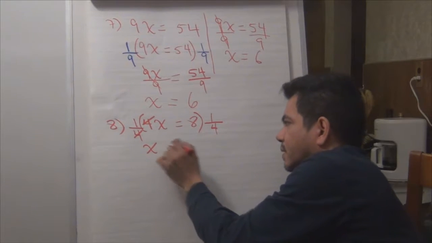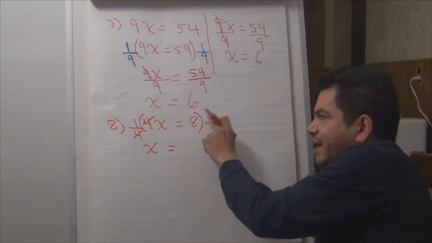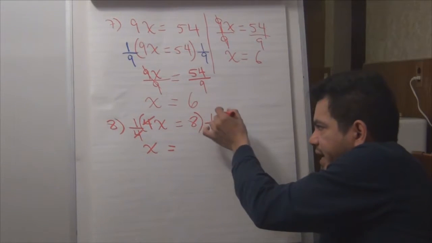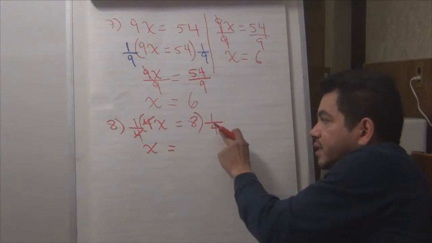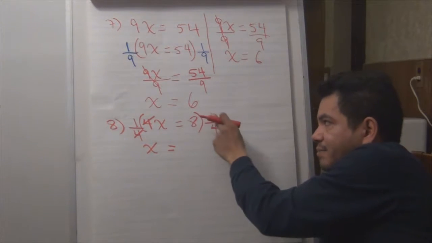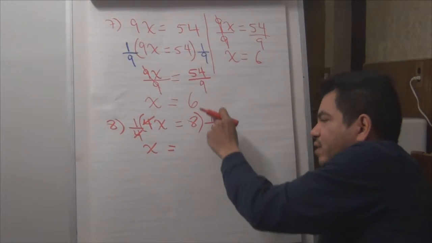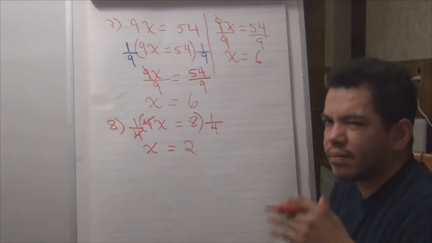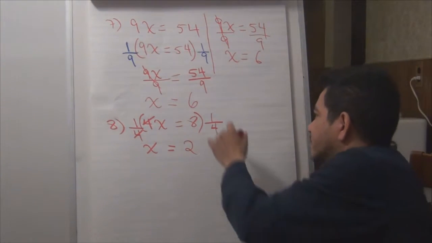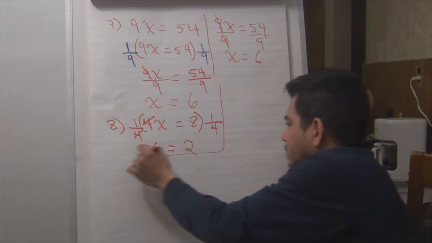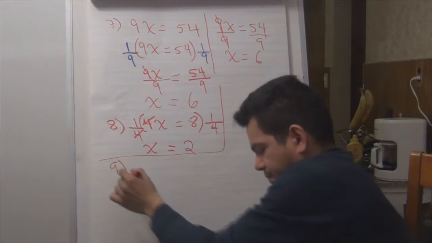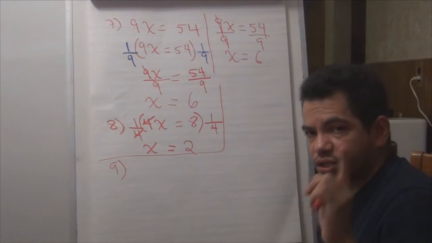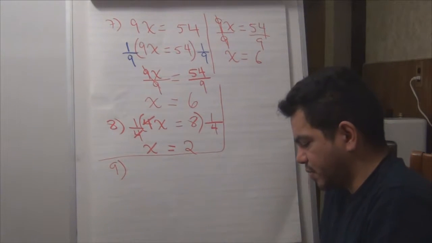What you have left is 1x. 8 times 1 is 8, divided by 4. 8 times 1 is 8 over 4. What is 8 over 4? 2. See? Now I'm going a little faster. Okay, number 9. And so far we have only done equations that involve only one operation.